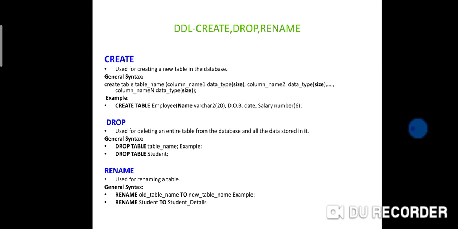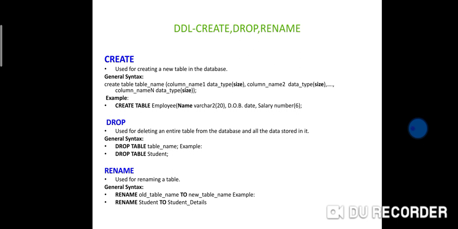The column name may be student ID, student name and so on. The data type may be int, varchar and so on. The size means the length of the variable, it should be declared. Then column name, data type and size of the data type.